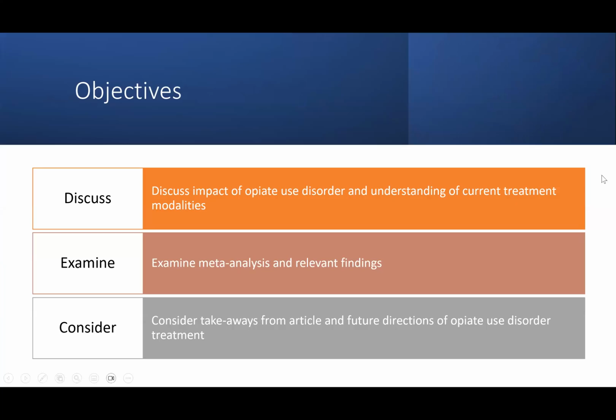So to start, objectives for today: discuss the impact of opiate use disorder and build an understanding of current treatment modalities. I'll give a brief overview of opiate use disorder and current treatment options. We'll take a look at the journal article, go over the findings and discuss what they mean, and then we'll discuss the takeaways from the article and potential future directions of treatment for opiate use disorder.